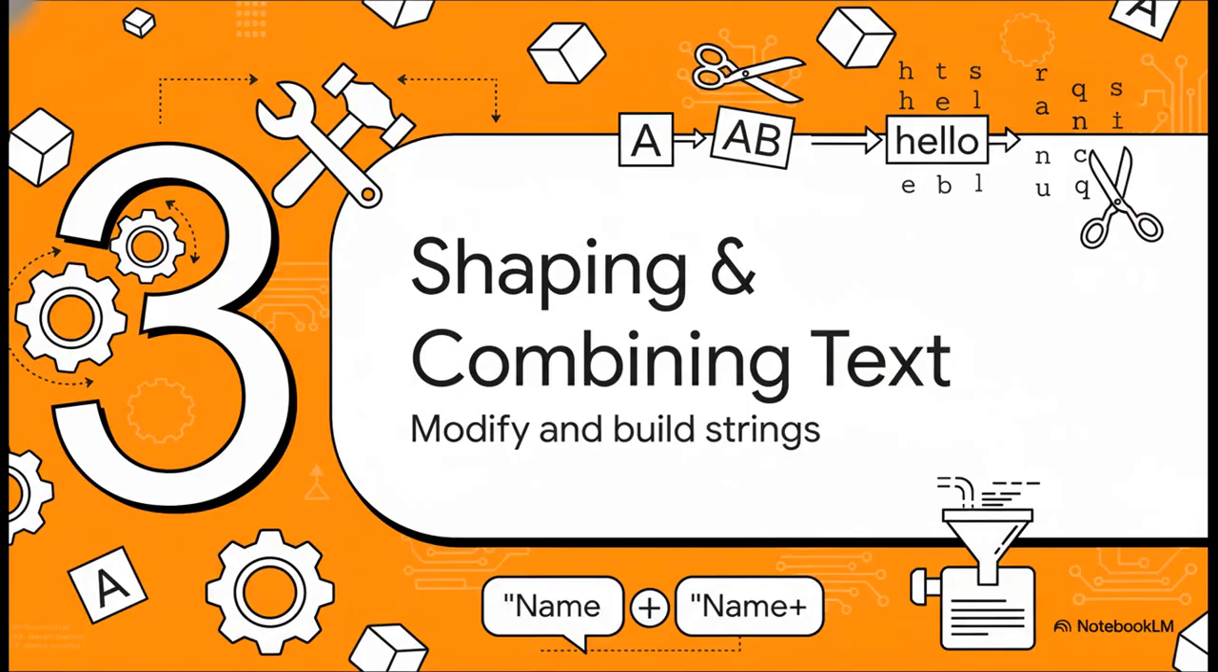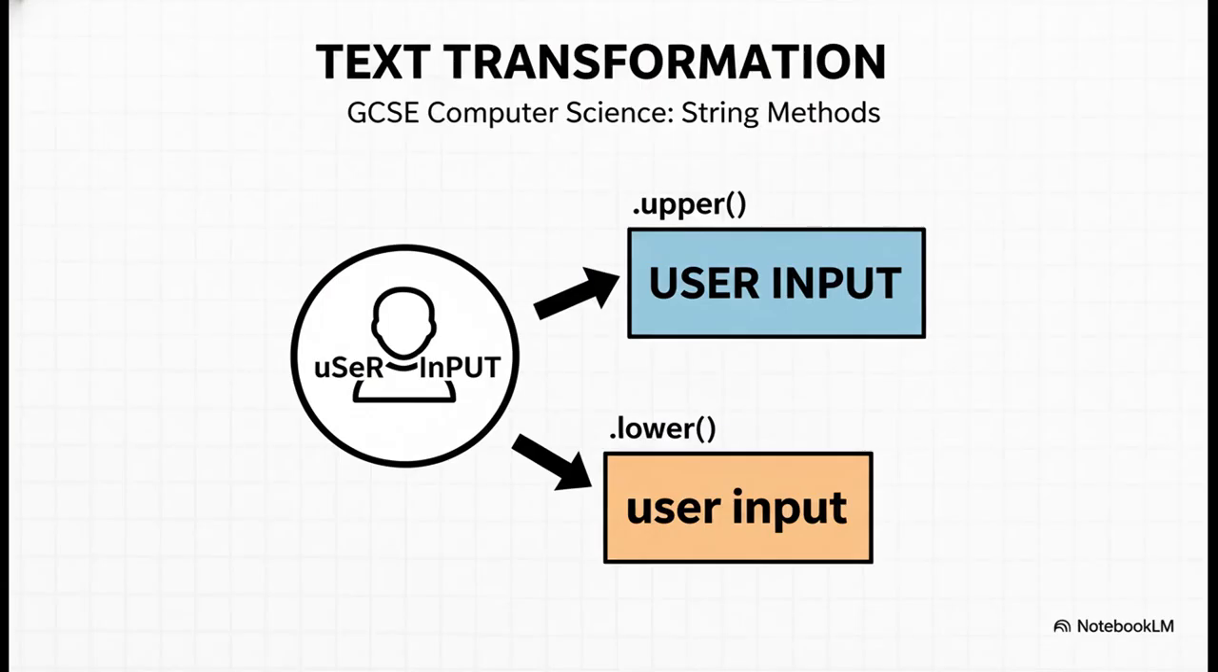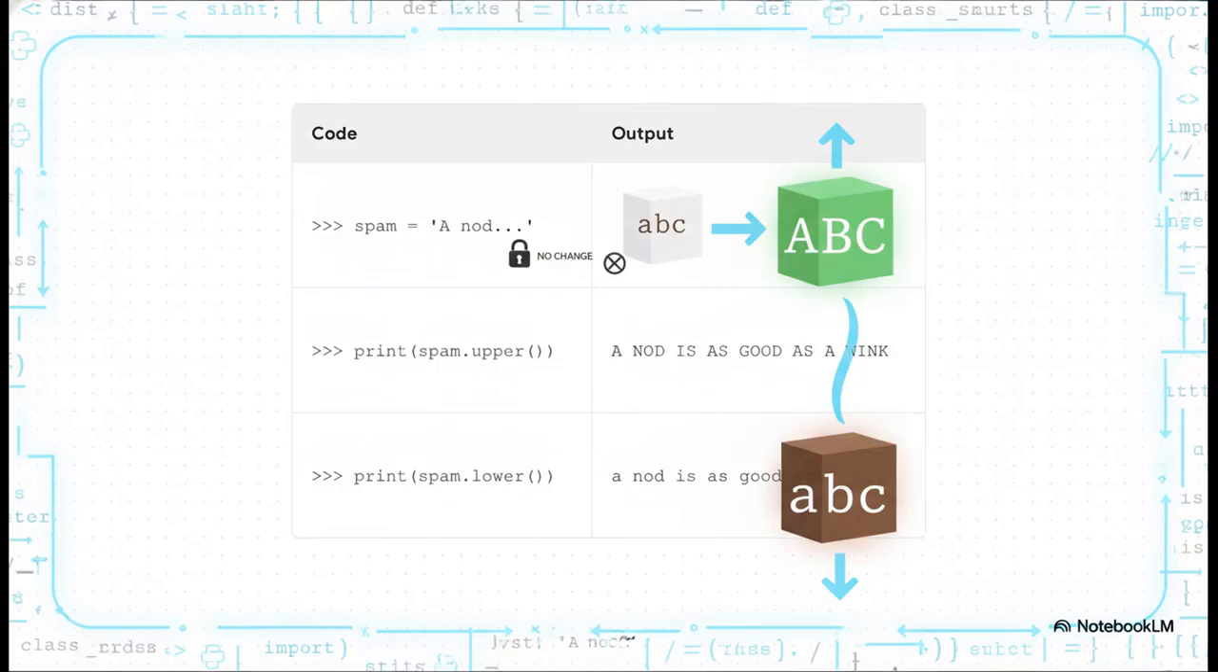Okay, we've measured strings. Now it's time to get our hands dirty and actually start shaping and combining them. These tools don't just inspect the text, they help us build brand new strings. You know how sometimes you need all your text to be in, say, all caps or all lowercase? This is especially important when you're dealing with input from a user. Well, for that we've got the incredibly useful .upper and .lower methods. Check this out. When we call .upper on our spam variable, we get back a brand new string that's all uppercase. Same for .lower. And here's a key point. The original spam variable doesn't actually change. You're getting a modified copy back.